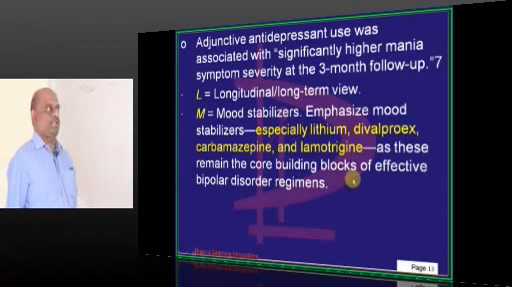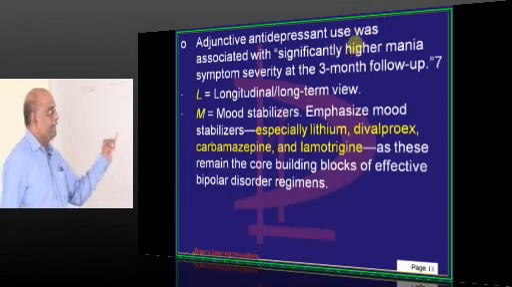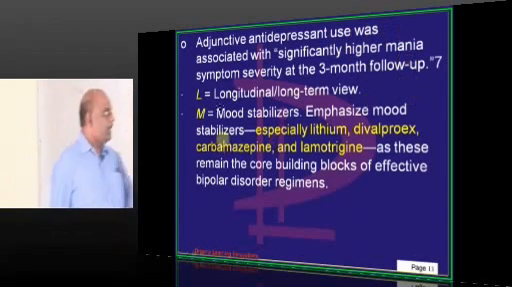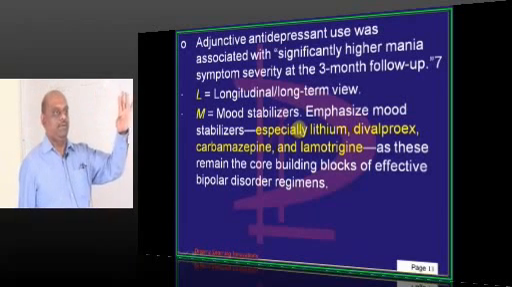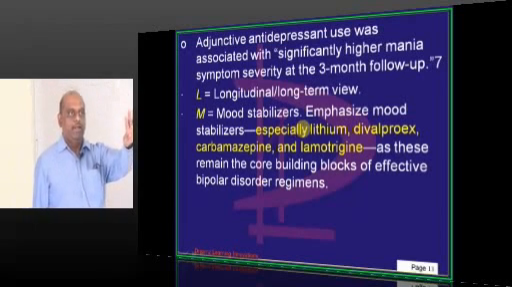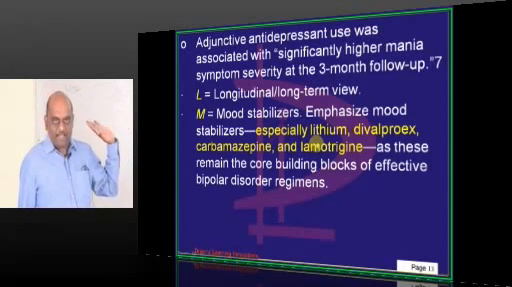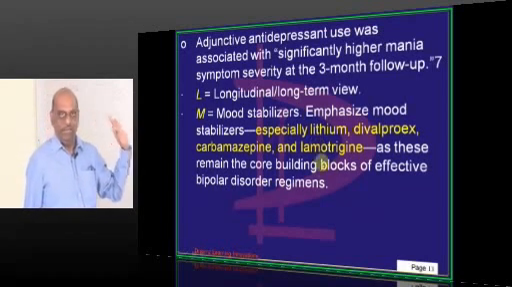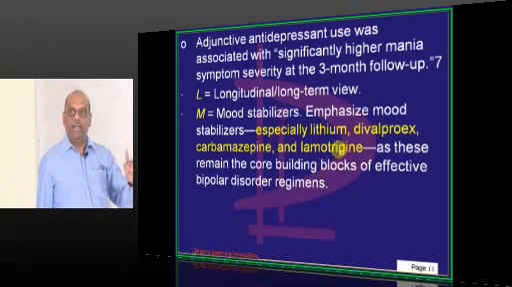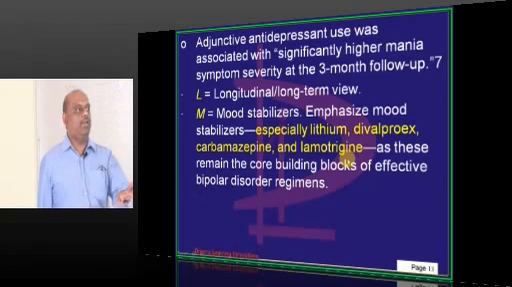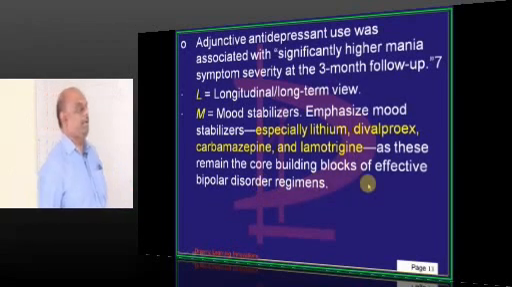Now tell me, what are the mood stabilizers that we give? Lithium, divalproex, carbamazepine, lamotrigine. Don't forget. All these come under the antiepileptic classification. Lithium, divalproex, carbamazepine and lamotrigine. These are the 4 drugs used as mood stabilizers that you need to remember.